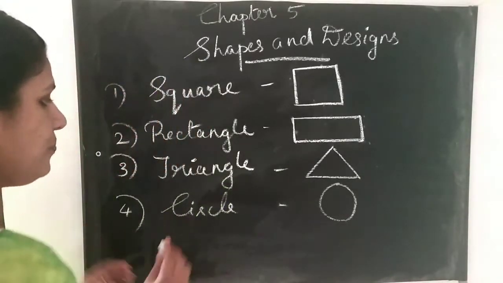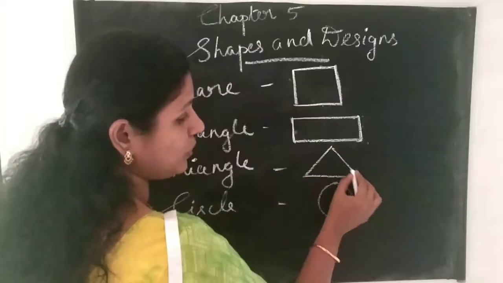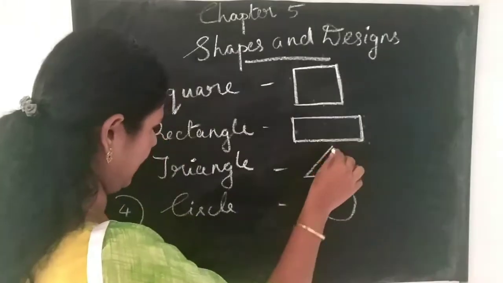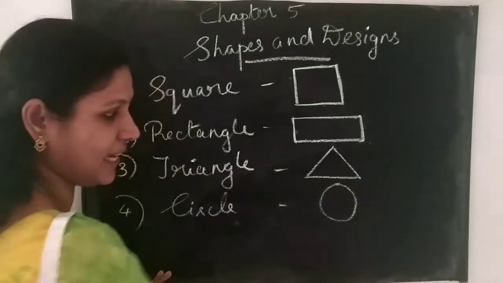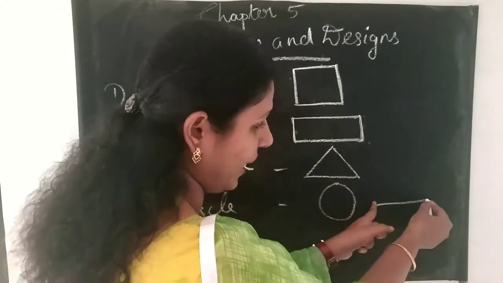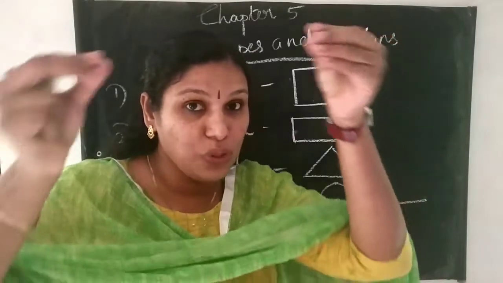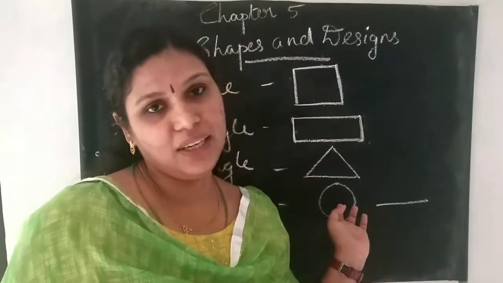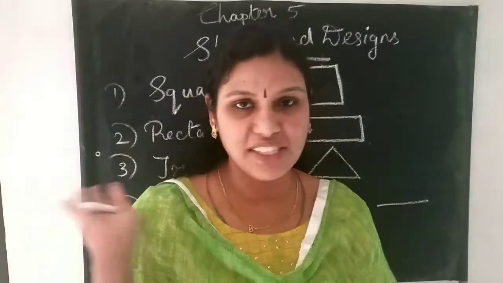Okay, now triangle. Triangle has 1, 2, 3 sides. Then circle. Circle has no sides. That is, it's a line. Both the ends of the line join together, and we get the circle. Okay, this you had to study in the last year classes.